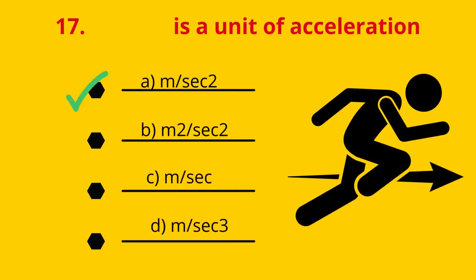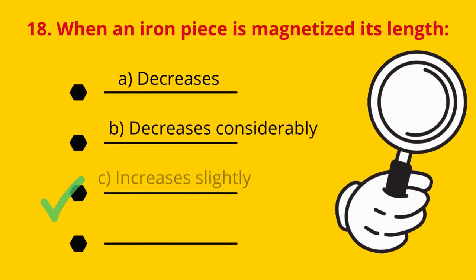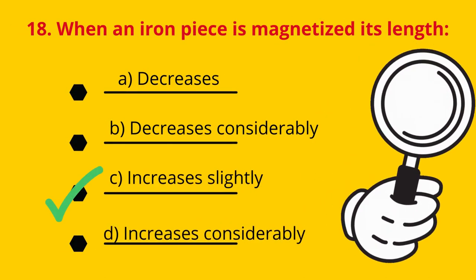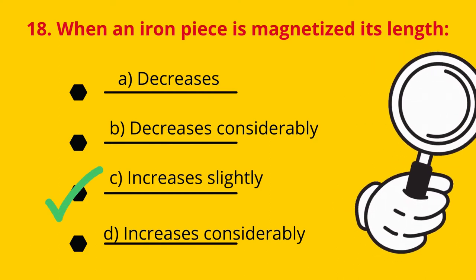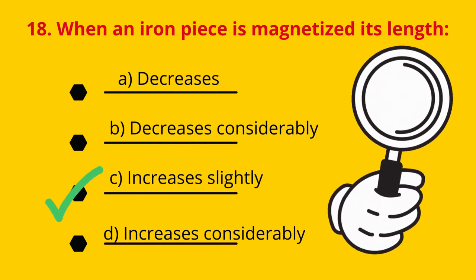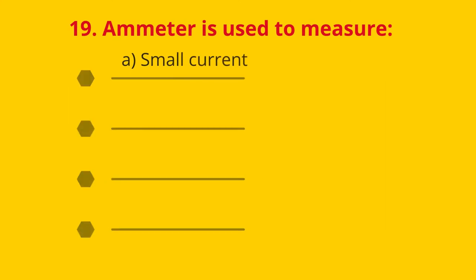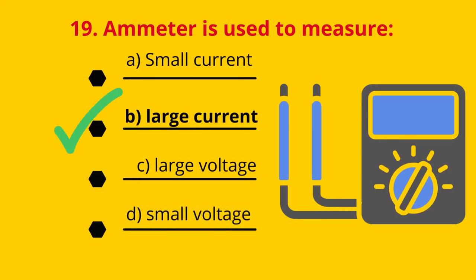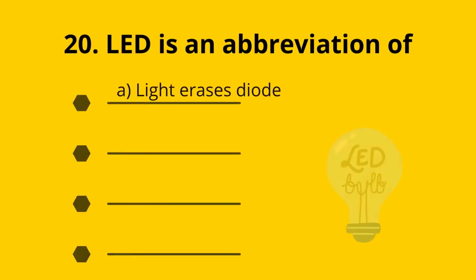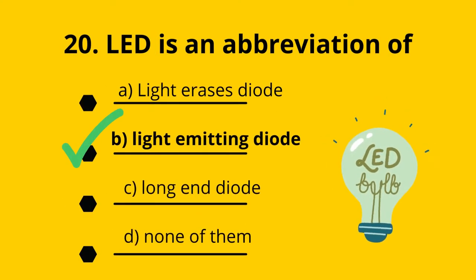Dash is a unit of acceleration, meter per second square. When an iron piece is magnetized, its length increases slightly. Ammeter is used to measure large currents. LED is an abbreviation of light emitting diode.